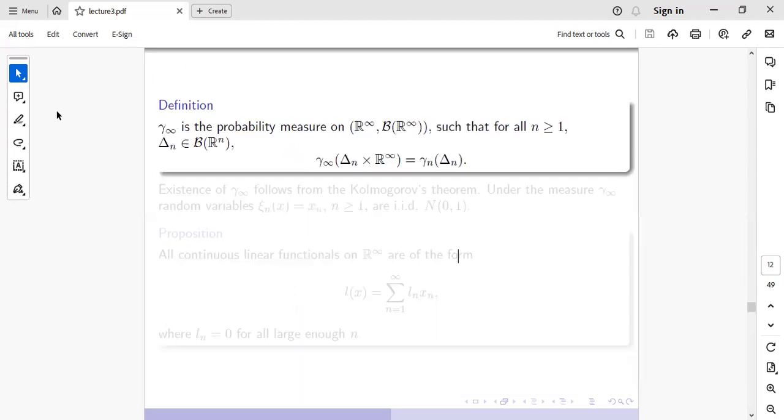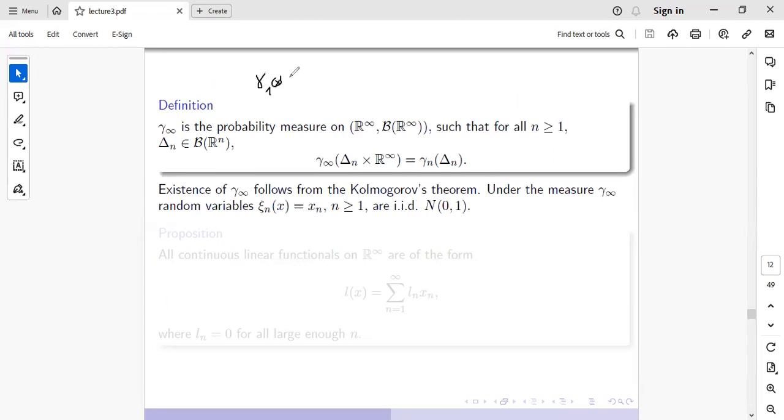And by gamma infinity, I will denote the probability measure, which is actually the product of one-dimensional Gaussian measures. This is the measure gamma infinity. It is the distribution of a sequence of independent standard Gaussian random variables.